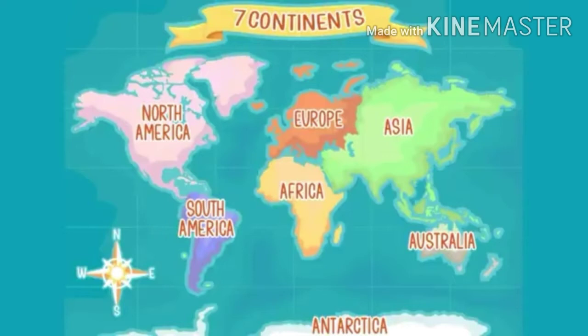But is our world actually flat like the map? Listen here. The earth is actually round and shaped like an orange, a little flat at the top and bottom. It is slightly tilted at an angle of 23.5 degrees.